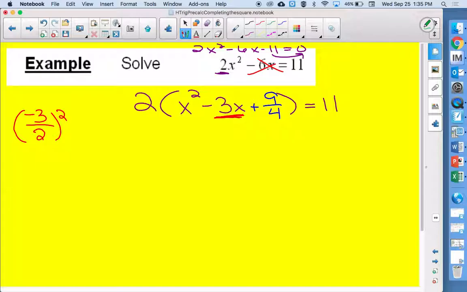18 fourths. Right. Anything in parentheses here is really affected by that factor of 2 that we took out. Even though this 9/4 wasn't originally there, it is now because I used the numbers inside parentheses to get 9/4. So when we put that number on the other side, we have to double it. We've got to multiply it by 2.